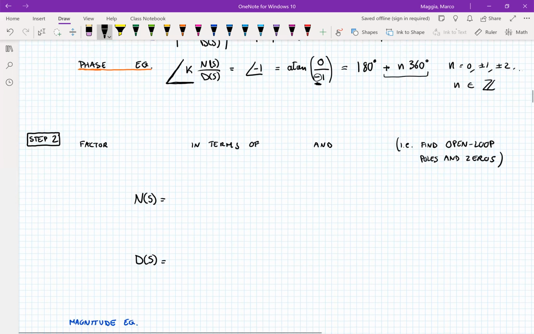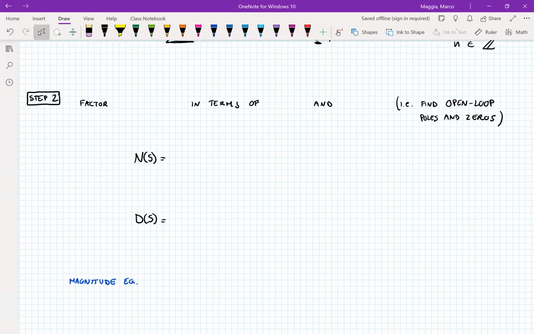All right, so if we just want to stick to drawing the root locus though, the second step is to factor our G of S transfer function, also known as open loop transfer function, in terms of R zeros and L poles. R is going to be the number of zeros and L is the number of poles of G of S. So I'm going to refer to them as open loop poles and open loop zeros.